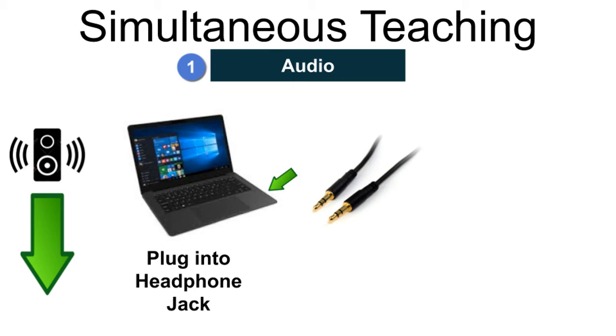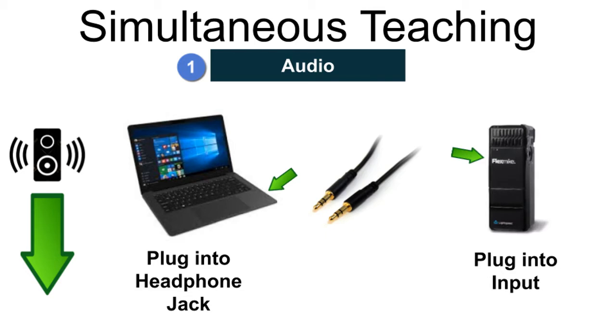And it looks like a headset jack on both sides. So plug that cord into your laptop to the headphone jack, and then the other side of the cable goes into your Lightspeed. Now, when you look at your Lightspeed, there's probably two connections there. One's for a headset and one says input. You want to choose input.